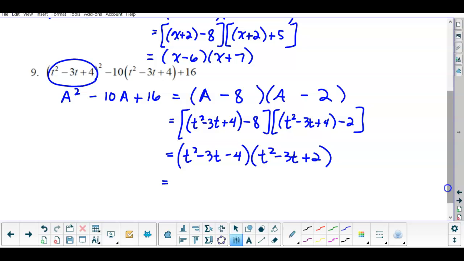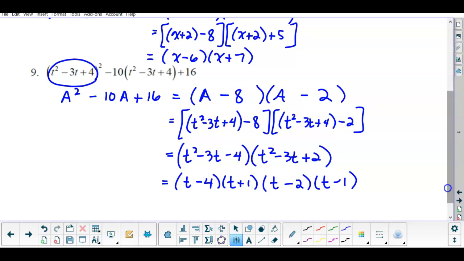Okay, so then you check, are there two numbers that multiply to -4 and add to -3? Are there two numbers that multiply to 2 and add to -3? So you factor both. All of those factors are different. Okay, so those were all simple trinomials.